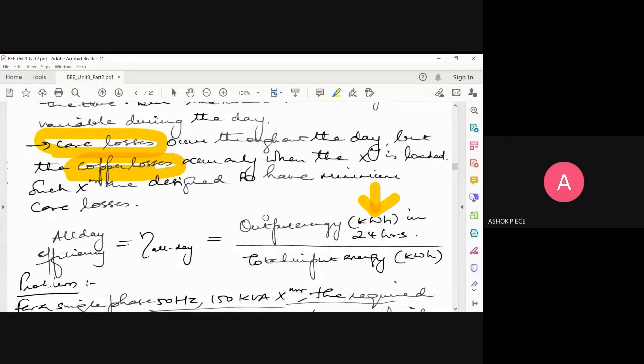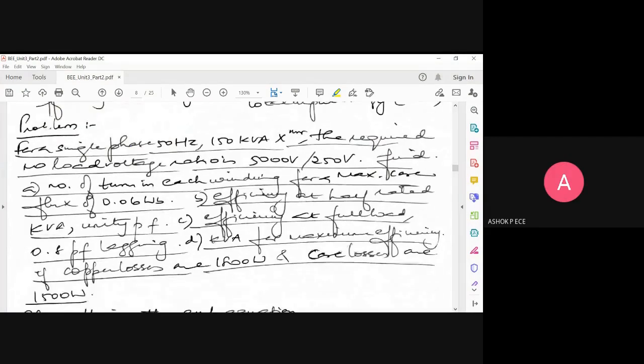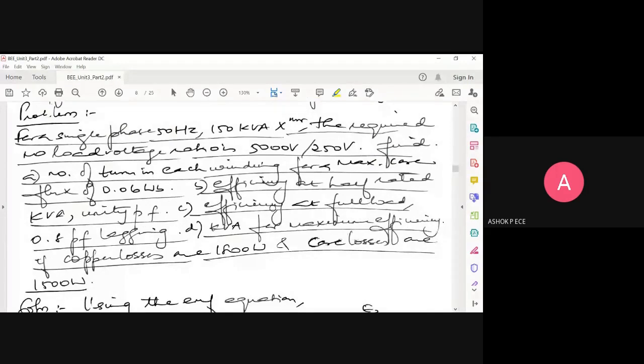Okay, now look at the problem. This problem will clearly help you to find the efficiency for different conditions. So for a single phase 50 hertz 150 kVA transformer, the required no load voltage ratio is 5000 volt by 250 volt. So find the number of turns for a maximum core flux of 0.06 Weber.